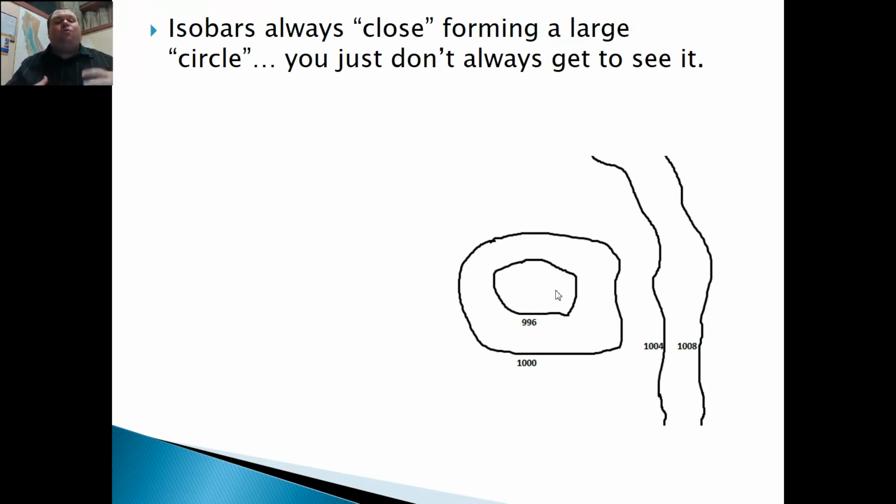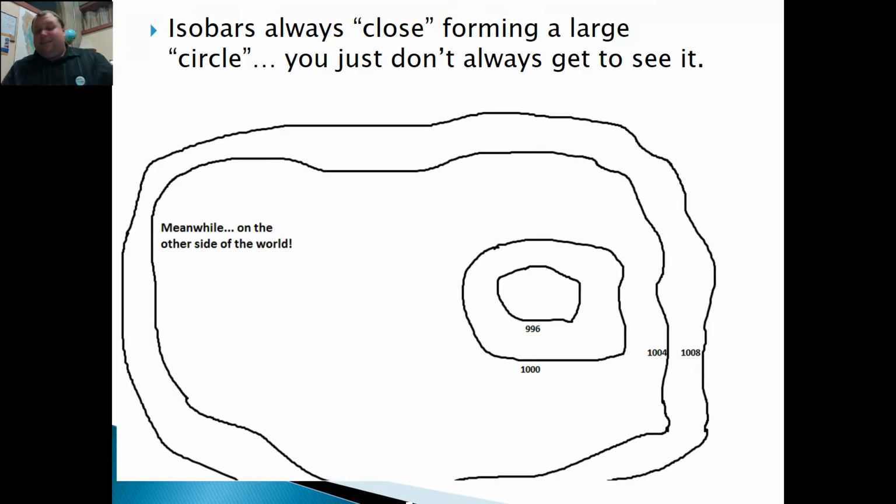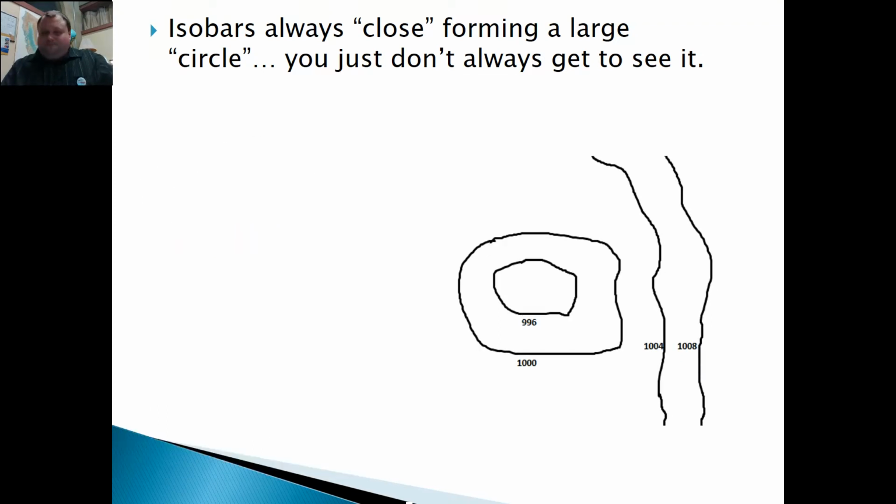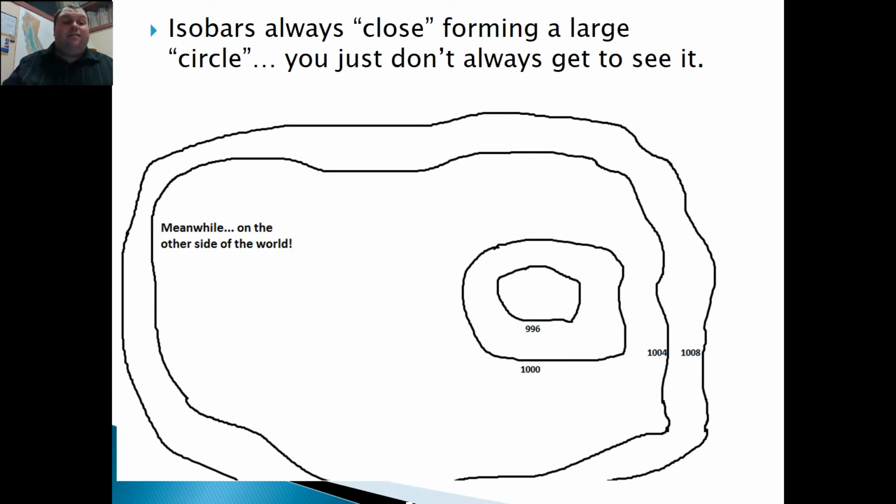So let's say this is just a normal pressure map right here. Well, you don't always get to see the full circle. You could see something like this where here's the initial map. Meanwhile, somewhere else, that isobar continues and it goes all the way to the other side of the world, comes back around eventually, closing a complete circle.